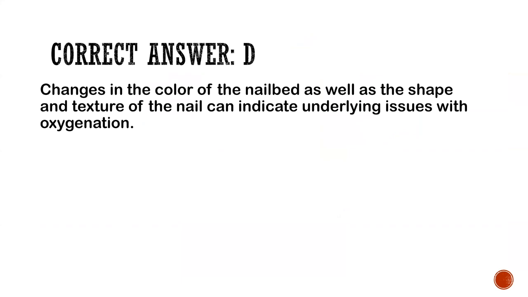Correct answer is D. I know you wanted to say integumentary, didn't you? So changes in the color of the nail bed, as well as the shape and texture of the nail, can indicate underlying issues with oxygenation, okay?